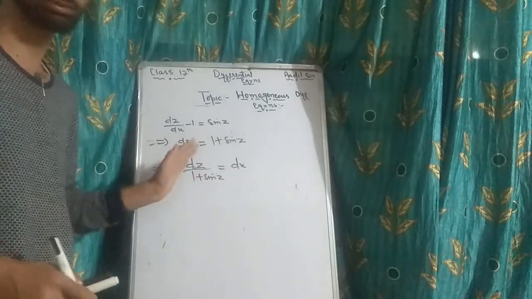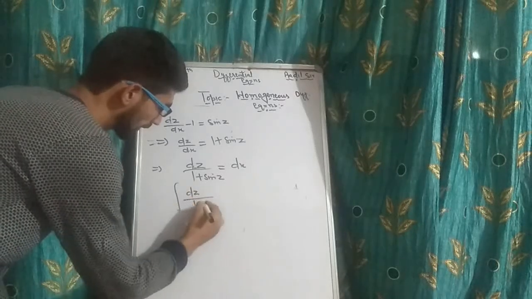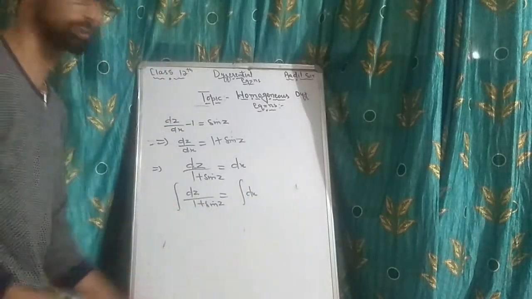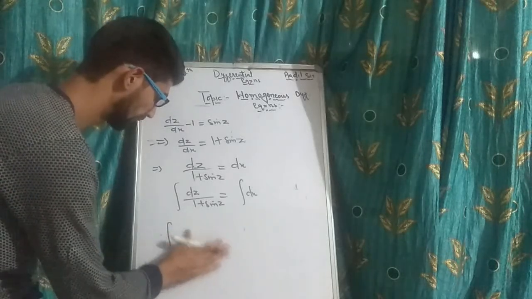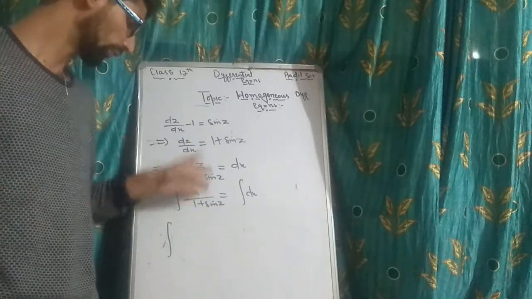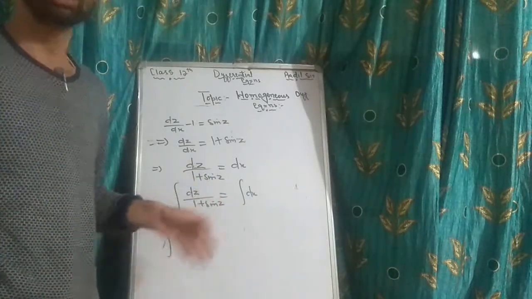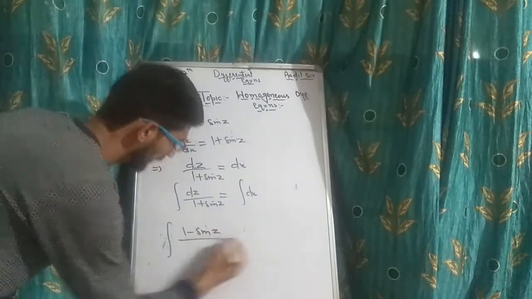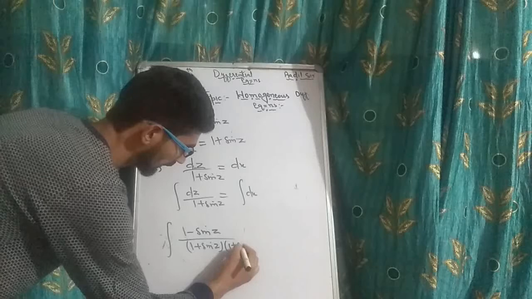We know by the method of variable separable, we will integrate here. It will be the integral of dz divided by 1 plus sine z equals the integral of dx. Now we have to find these two integrals. Here it is 1 plus sine z in the denominator, it is a radical expression, so we will rationalize this denominator. We will multiply both numerator and denominator by 1 minus sine z, so it will be 1 minus sine z divided by 1 plus sine z into 1 minus sine z.